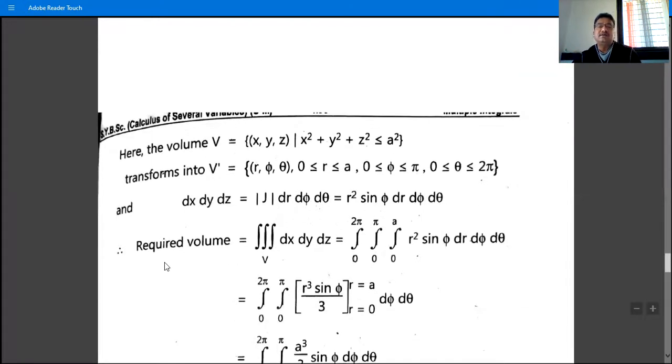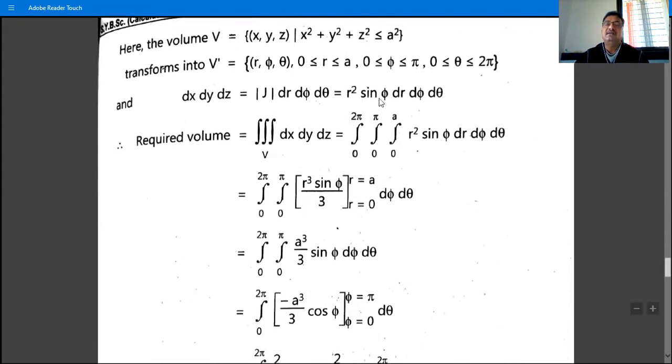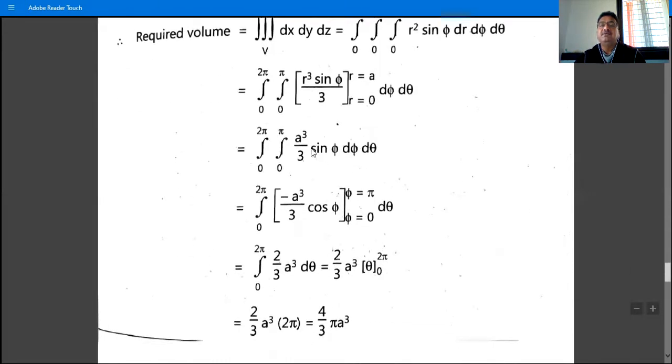The required volume is the triple integration over R of dx dy dz. Actually, this is the volume of the sphere, but now we find it using spherical polar coordinates. That's why the limits are 0 to a, 0 to pi, 0 to 2 pi for r, phi and theta, and dx dy dz is replaced by r square sin phi dr d phi d theta. First integrate with respect to r: we have r cube by 3, with r running from 0 to a, so this is the value.